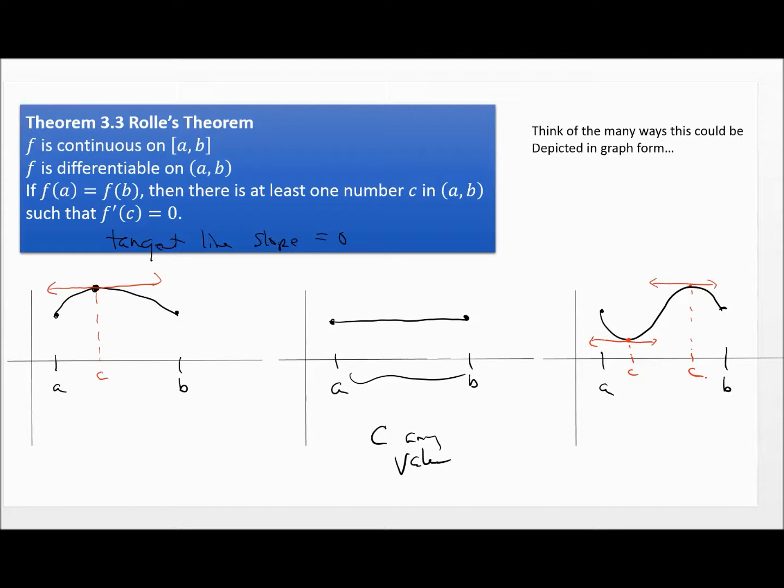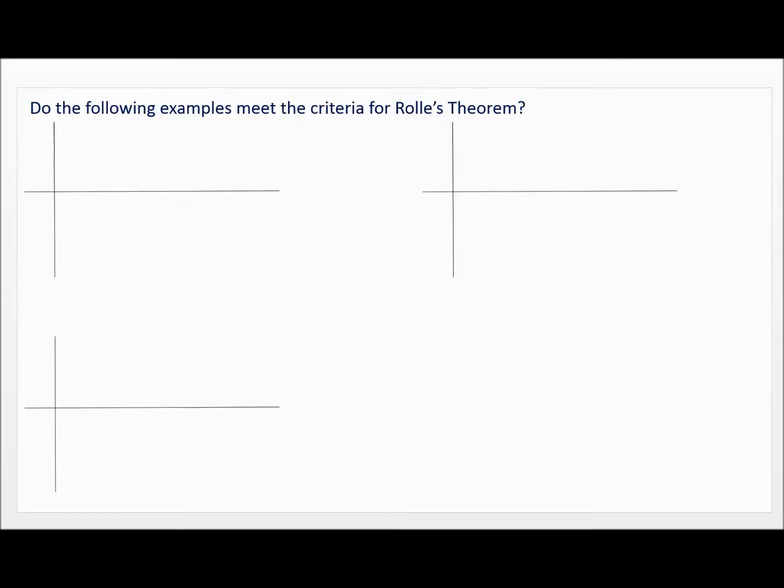I guarantee you there's no way you could connect the dots between A and B with a continuous differentiable function and not have a place where the slope of the tangent line is equal to 0. But the question is, do we really have to have a function that is both continuous and differentiable to set this up? And does f of A even have to equal f of B? That's the question. So here I asked, do the following examples meet the criteria for Rolle's theorem? So let me draw an example. So here's A, and here is B.